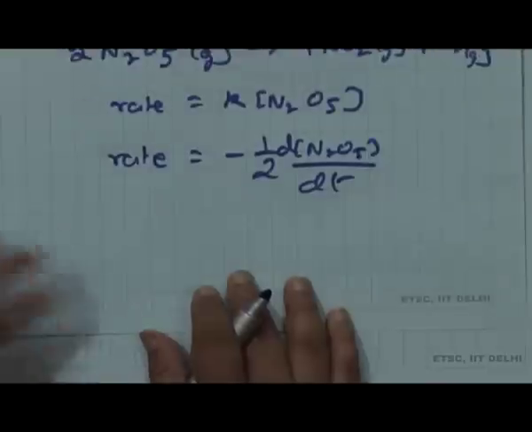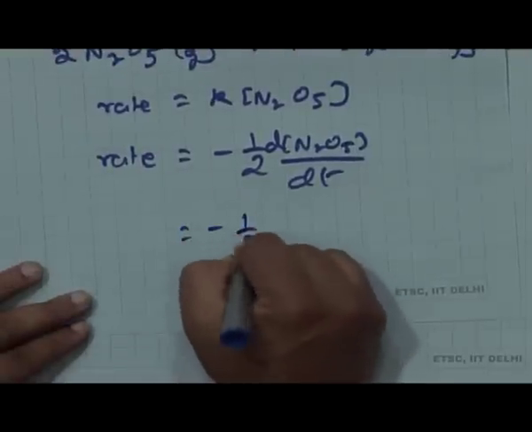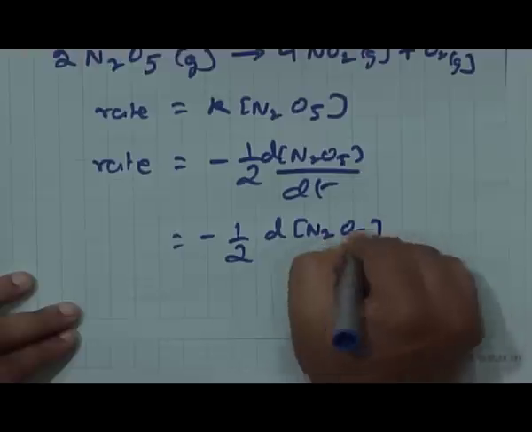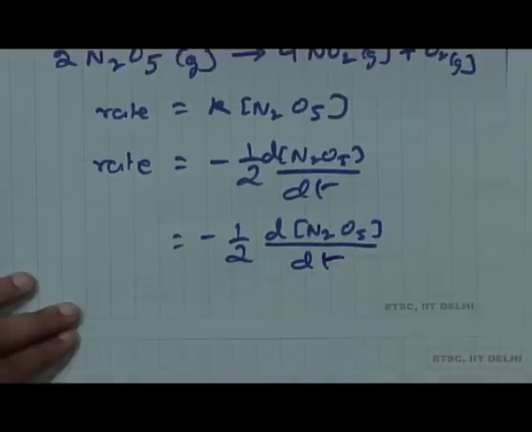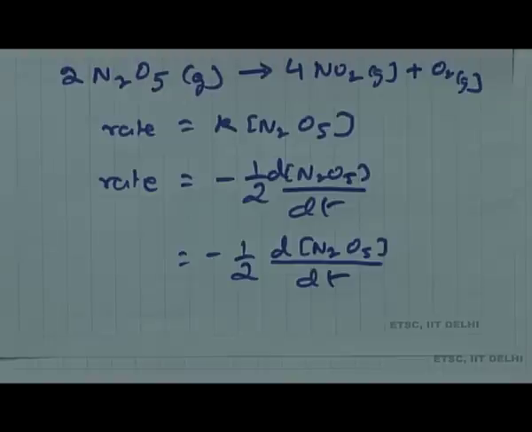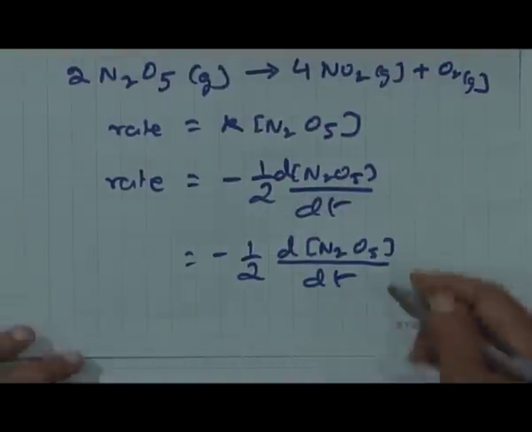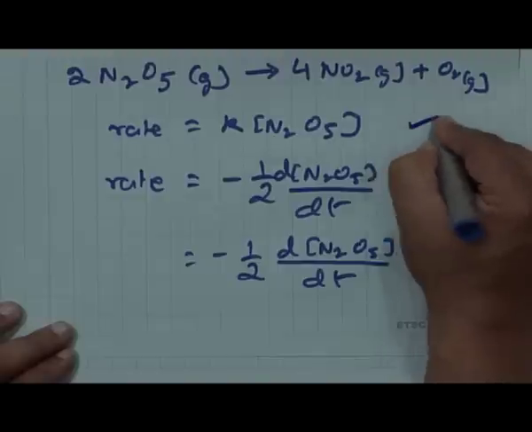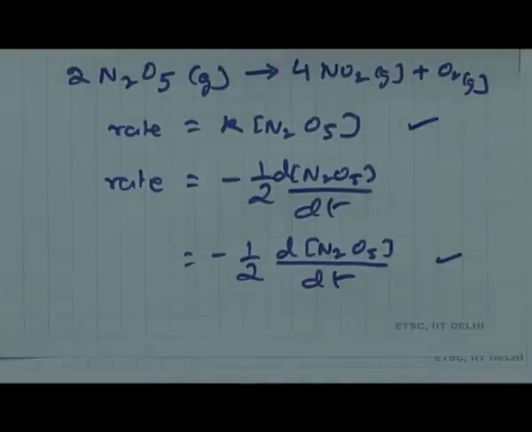Let me write again, it is equal to minus half d N2O5 over d of t. Okay. So, this is my expression for the rate in terms of the disappearance of N2O5. Now, if I try to get the integrated rate equation for this, what I will do is equate this one and this one, as we did before.